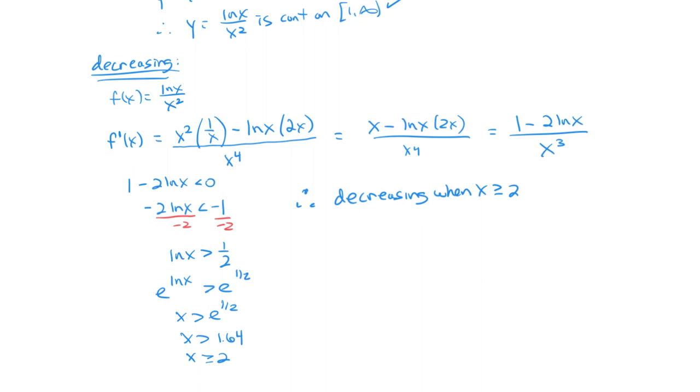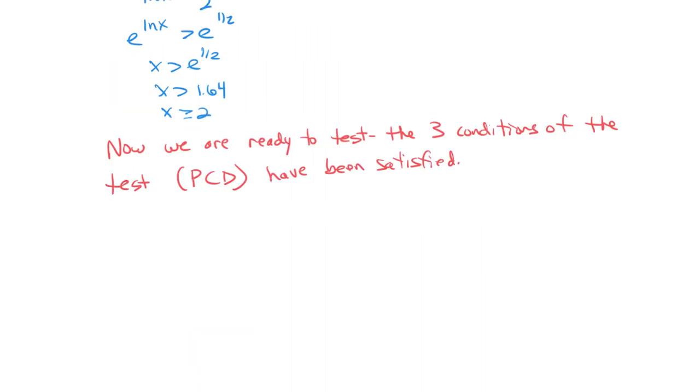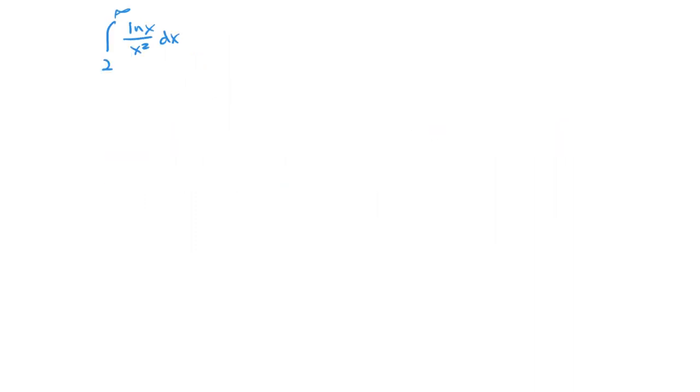So it's kind of a bit of work, but at this point, now we can finally say, okay, the 3 conditions of the test have been met. Now we can take the integral test, or we can try the integral test. All right, so here we are. We have shown that 3 conditions of the test are satisfied, positive, continuous, decreasing, and now we're ready to take the test. Okay, so here is our integral.